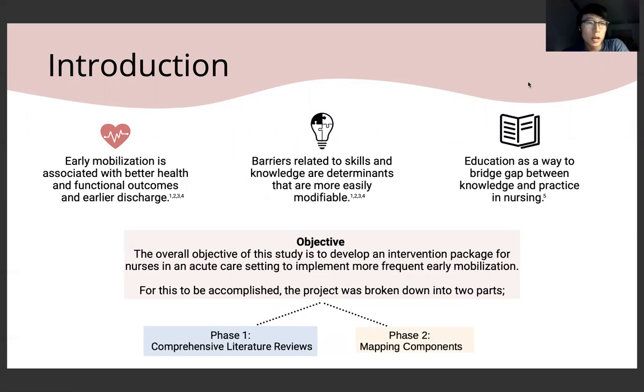However, it is common to find patients spending most of their time in bed and relying on others to help them perform their activities of daily living. The current culture does not promote mobility, and this shows when approximately 30% of older patients encounter hospital-acquired disability. As such, our overall objective is to develop an early mobilization intervention package for nurses at the hospital setting in order to promote mobility, and it is divided into two phases, which Emily will talk about in further detail.